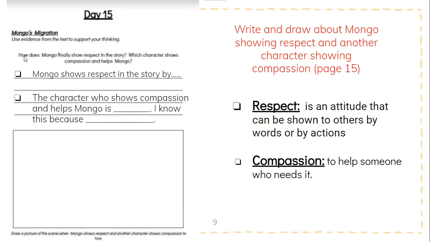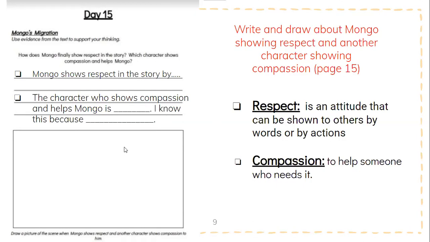So your questions: How does Mongo finally show respect in the story? Which character shows compassion and helps Mongo? You should have two sentence starters. Mongo shows respect in the story by, and you fill in that blank. And then, the character who shows compassion and helps Mongo is blank. So who helps Mongo in our story? And I know this because blank. Those are your sentence starters I would love for you to use.